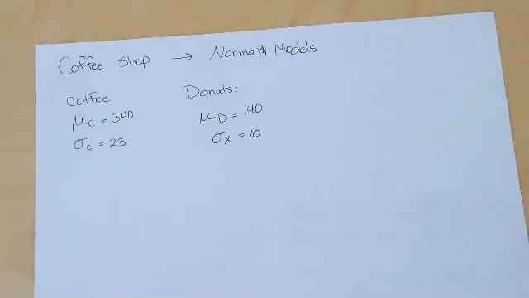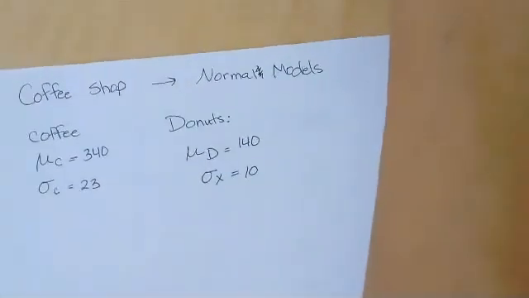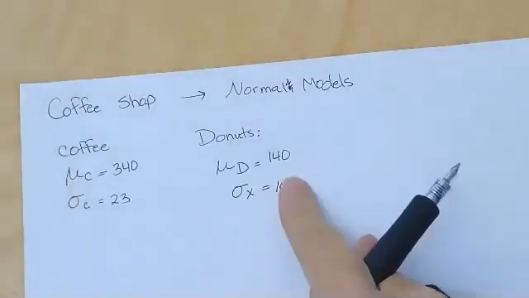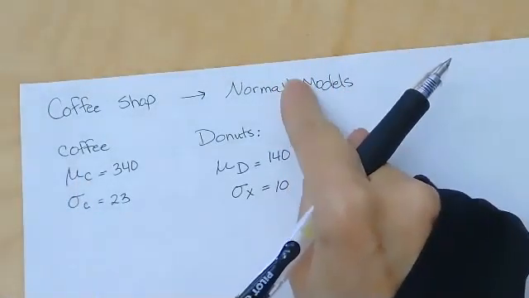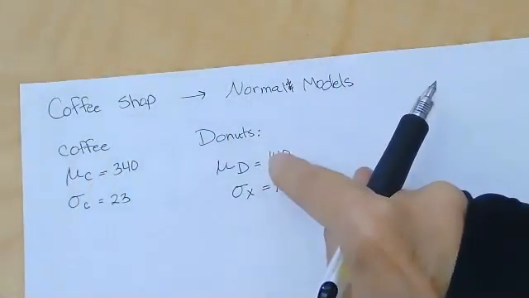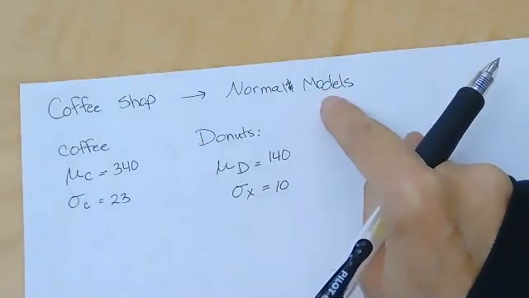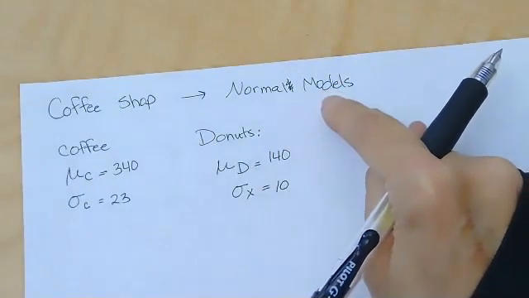Okay. The other question was about the coffee and donut shop. Easily the hardest problem on the assignments. This is combining random variables. They tell you that we have a coffee shop that sells coffee and donuts. Both of their sales for coffee and donuts can be modeled by a normal distribution.